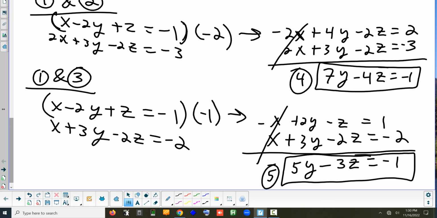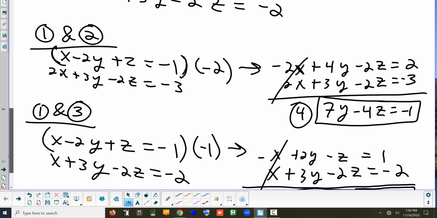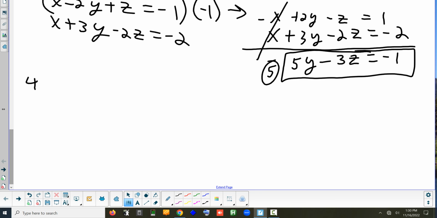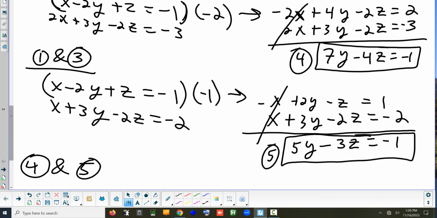I guess I would try to get rid of the z's. You're going to have to multiply both equations by a number no matter how you do it. So let's take equations 4 and 5. I don't know which way is better. If you want to get rid of the y's, you're going to have to make one of them 35 and one of them -35. If you want to get rid of the z's, you're going to have to make one of them 12 and one of them -12. So I think if you try to get rid of the z's, you can keep the numbers smaller.